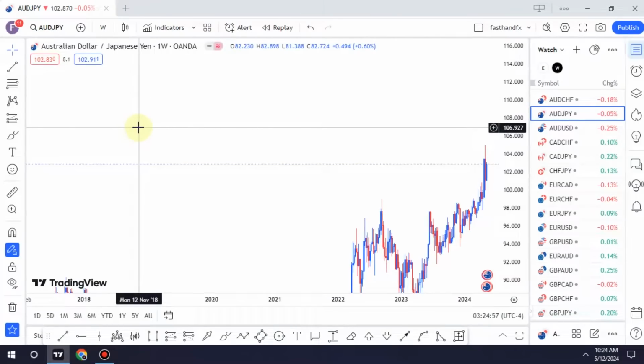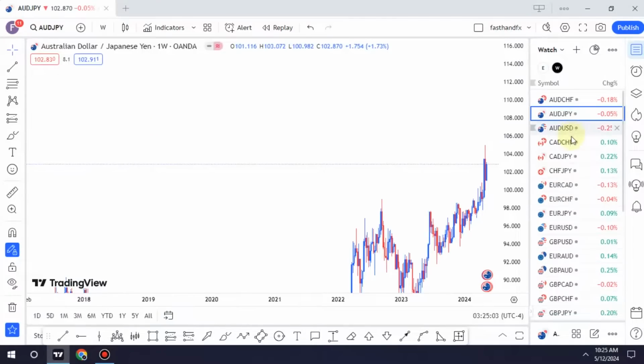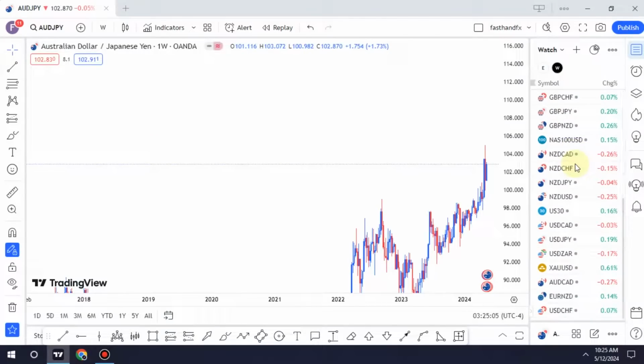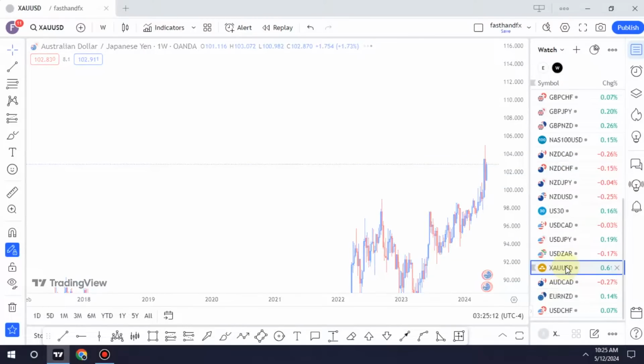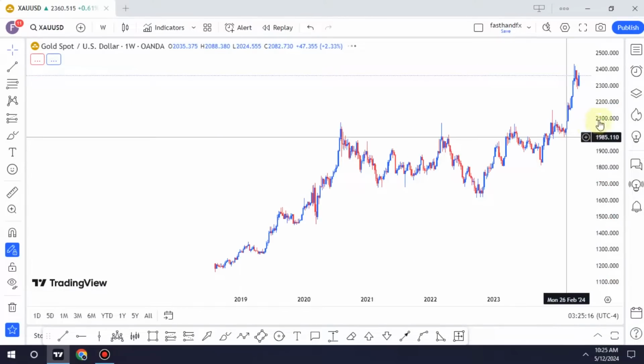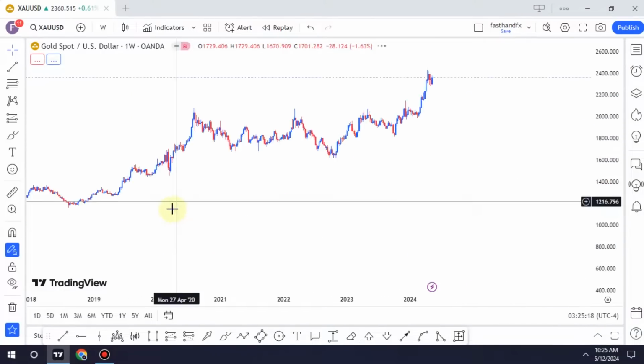Today is Sunday, and as usual, we're going to do our weekly analysis. Let's just concentrate on major pairs that I believe most people like to trade. The first thing I'll check is gold, and try to analyze the gold market or gold trade.